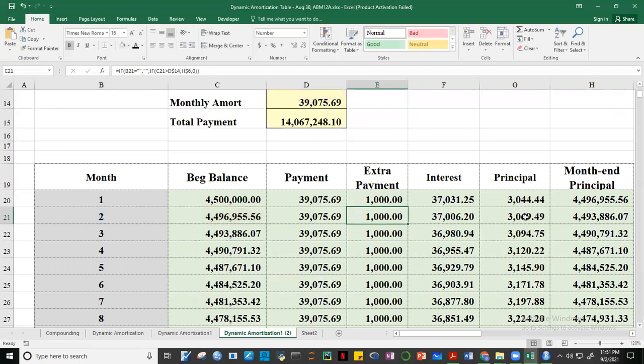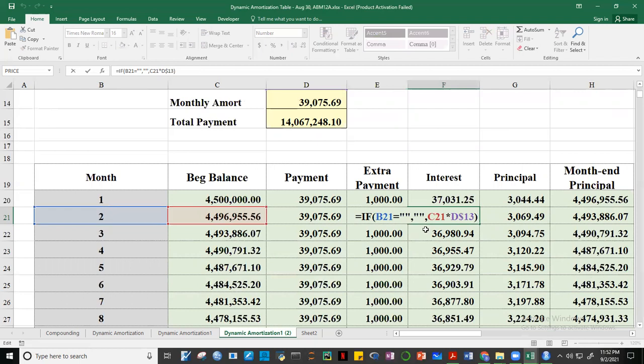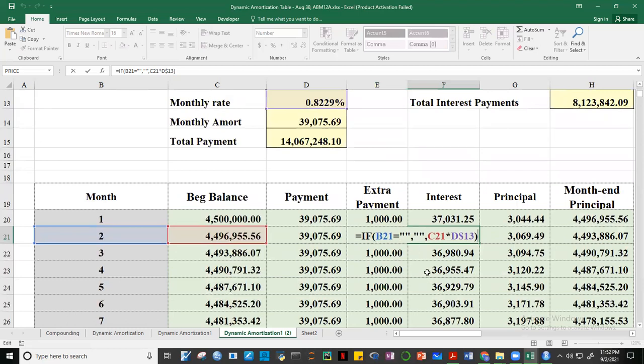Okay. So the interest will always be the beginning balance multiplied by the interest rate factor. So if B21 is nothing, give us nothing. However, if there's still a month here, then we should multiply the beginning balance by the monthly rate. And the principal will be, again, if the month is nothing, then put nothing in the principal. If there's a month here, then we sum up the payment and the extra payment and then subtract the interest payment. That's the amount that will go to the principal.